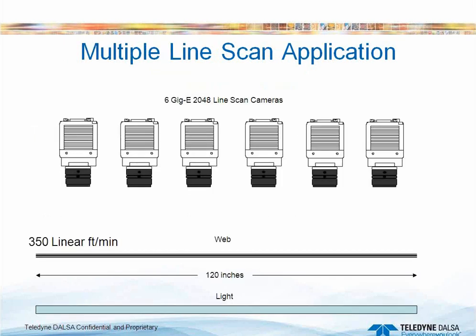So here's a typical web inspection. This is a 120-inch web, that's the cross web dimension, and we're running 350 linear feet per minute. For us to detect the smallest defect that was allowed, this was a film, we tied up 6 GigE cameras of 2048 pixels, and we used a backlight. So we're looking for transmission.